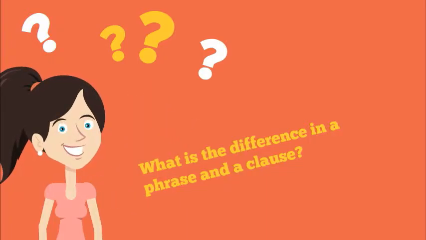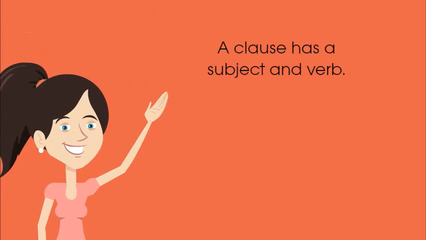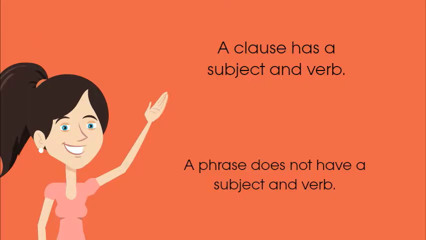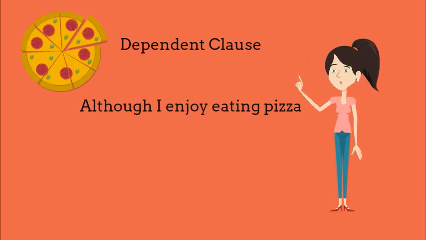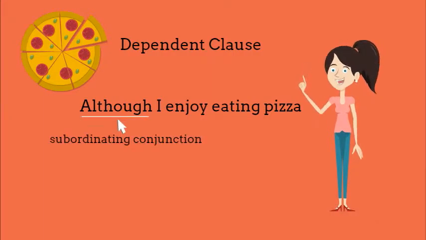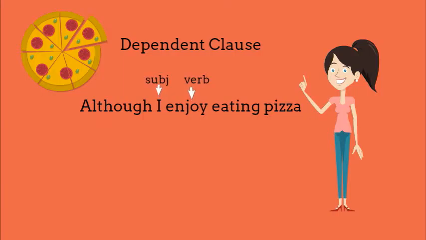Let's look at the difference in a phrase and a clause. A clause, whether independent or dependent, always contains a subject and verb. A phrase does not. For example, this dependent clause, although I enjoy eating pizza, begins with a subordinating conjunction, and then it's followed by a subject and verb. A phrase will never contain a subject and verb.